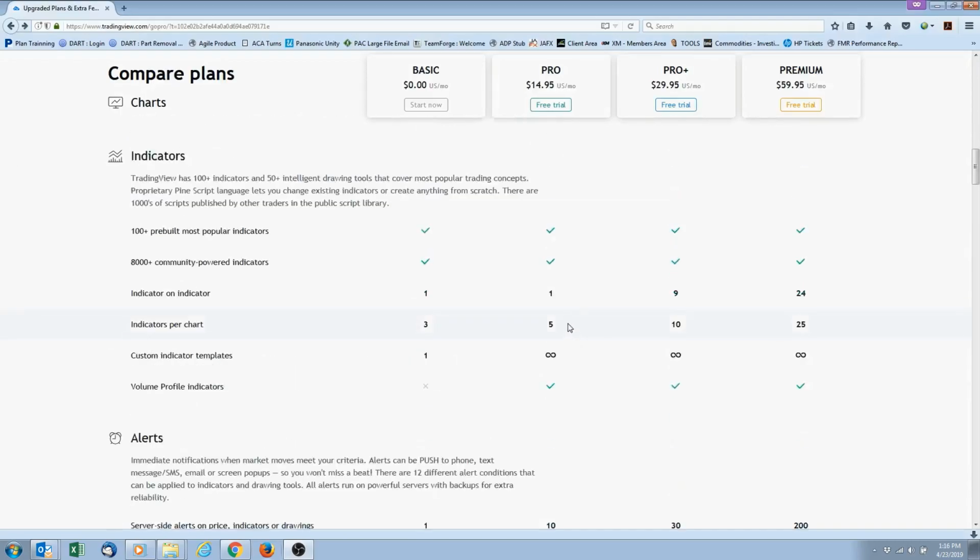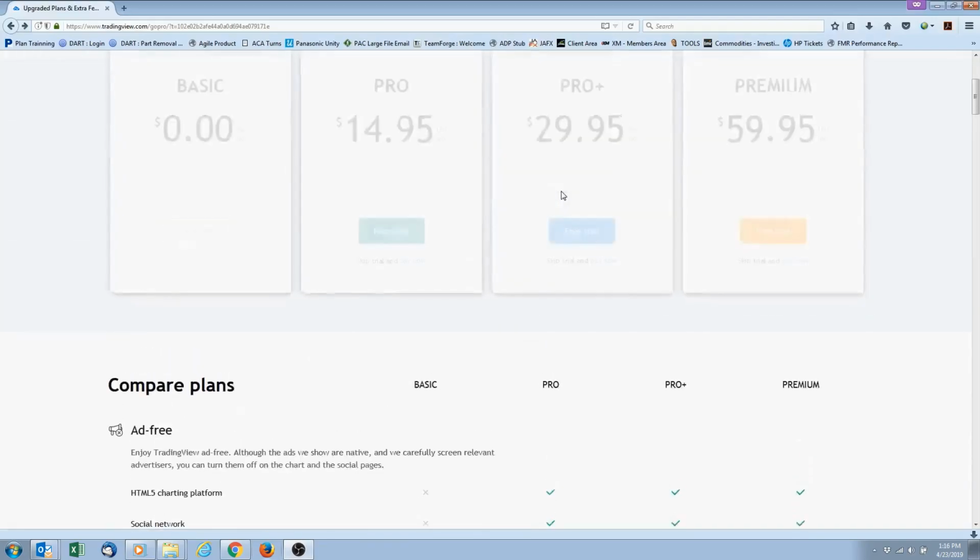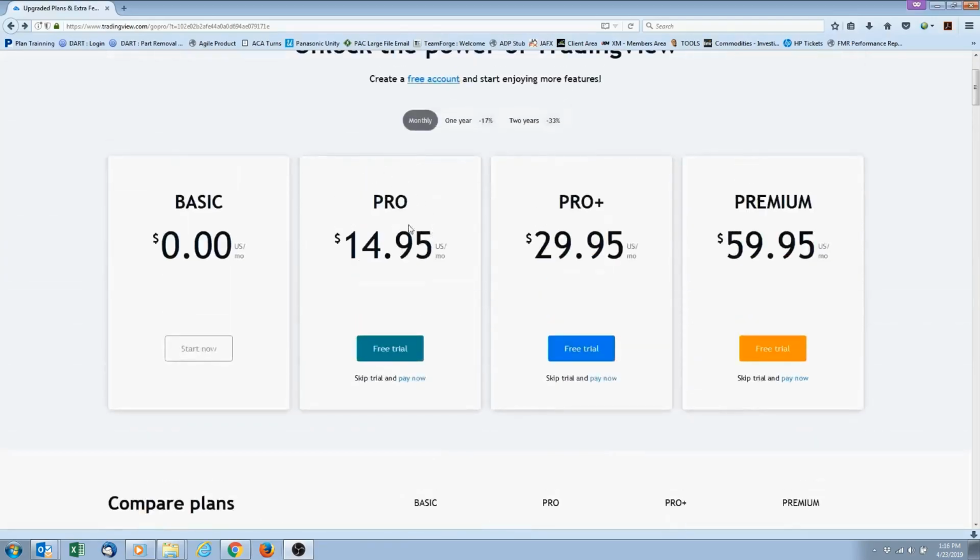It gives you right here how many indicators. So bare minimum, I think we'll go over indicators later. They're just tools we use to reinforce our decision whether we're going to buy or sell. It's nice to have some indicators. So bare minimum, if you can afford it, I suggest going with the Pro plan. If you can afford it, go with the Pro Plus. But start with the Pro plan.